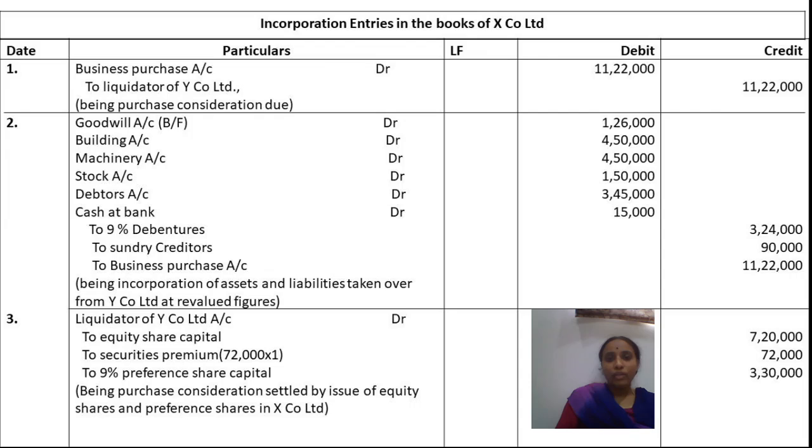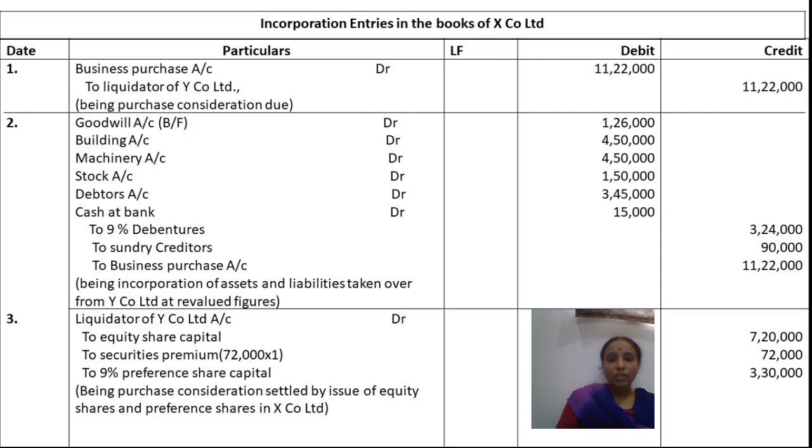Now the incorporation entries in the books of X Company Limited. X Company is going to take over Y Company Limited. So whatever assets are taken over by X Company and how much amount is paid to Y Company has to be incorporated in the form of journal entries. So we will take up the journal entries in the books of X Company Limited. The first journal entry is purchase consideration due: business purchase account debit to liquidator of Y Company Limited. So how much amount is the purchase consideration?